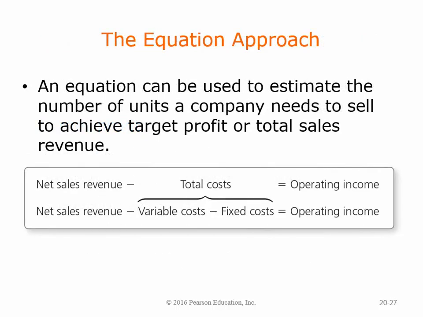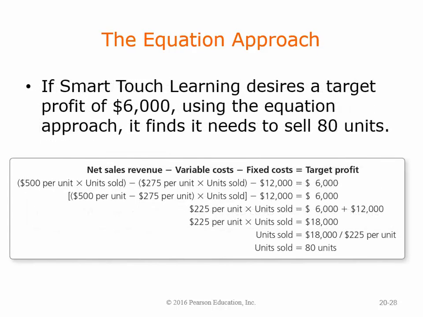So here's the equation approach. We know that our net sales revenue minus our total costs equals our operating income. We learned that a long time ago, right? Revenue minus costs equals profit. We also know that we could restate this as net sales revenue minus variable costs minus fixed costs equals operating income. Or in other words, our total costs are our variable costs and our fixed costs together. So if Smart Touch Learning desires a target profit of $6,000 using the equation approach, it finds it needs to sell blank units.